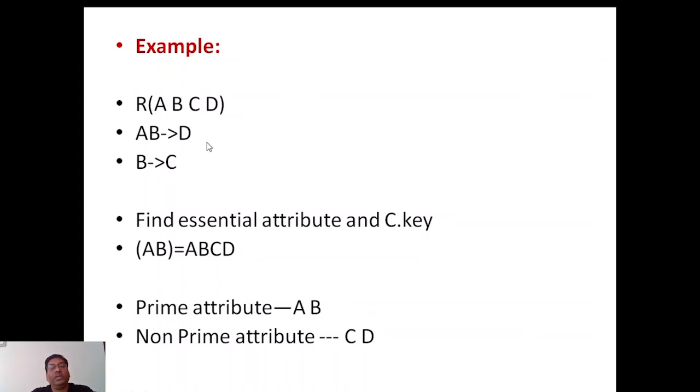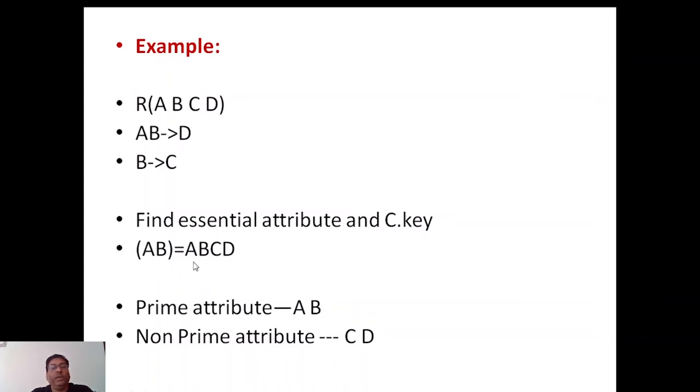We have discussed this earlier in my previous videos: how to find the essential attributes, how to go with the closure set, how to find the candidate key. So the essential attribute over here is AB, and AB itself, when you find the closure, can reach all other attributes. That means AB is going to be the primary key, the candidate key for this particular relation. So when AB is a candidate key, the attributes which are a part of your candidate key are called prime attributes.